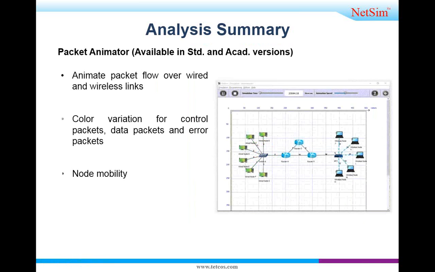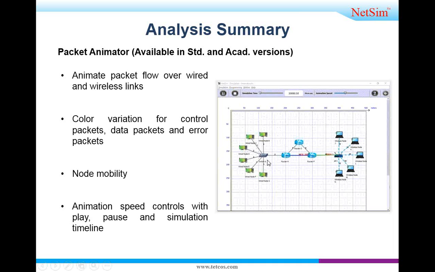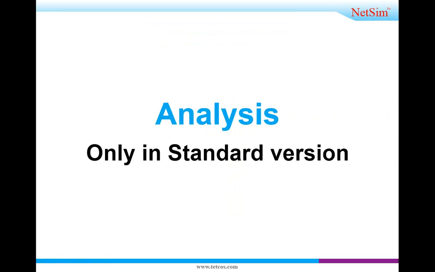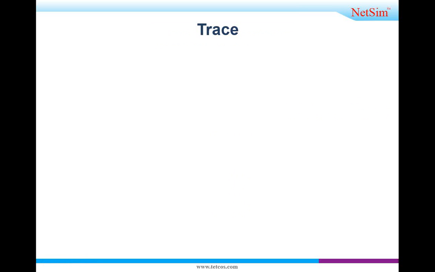Now the packet animator is also available in both the versions. Here you can see in the screenshot, some packets are moving from one node to another. It will flow from this network to this network, and you can choose to increase or decrease the animation speed from slower to faster. So these are the analyses which are available in the standard version only.